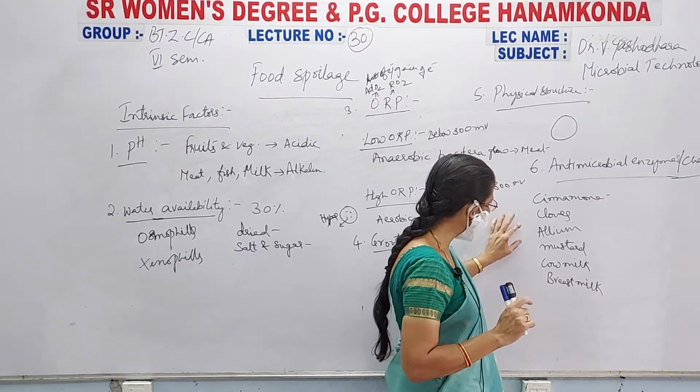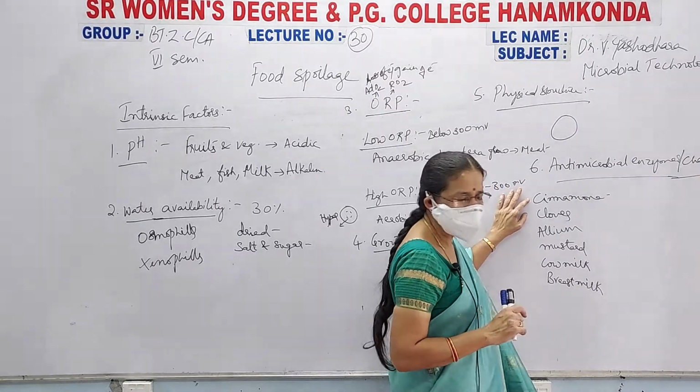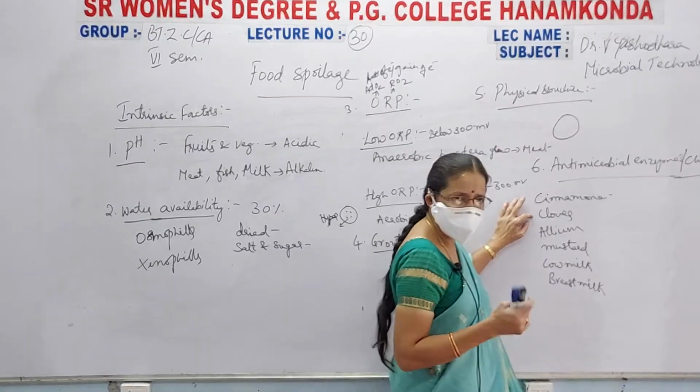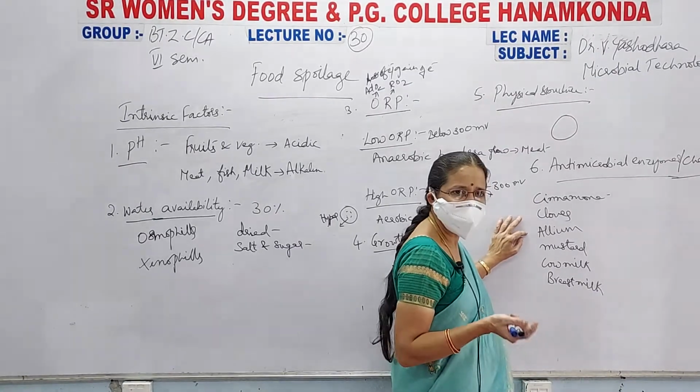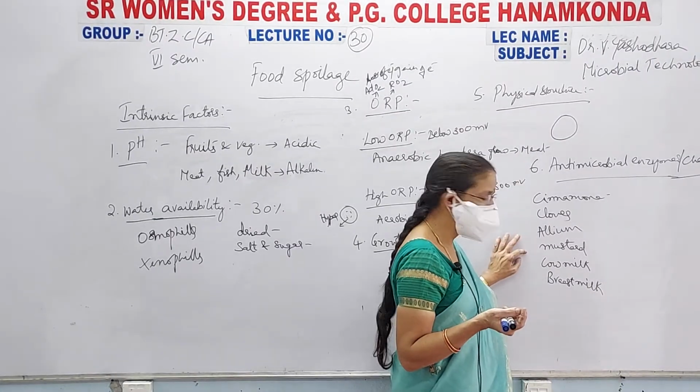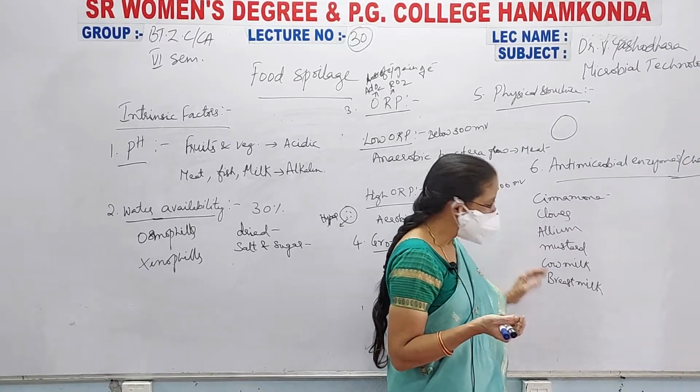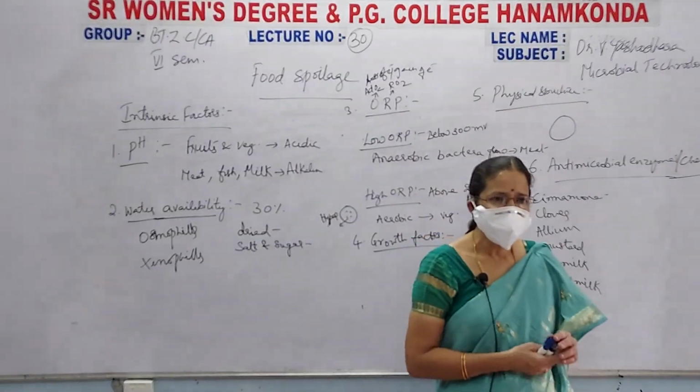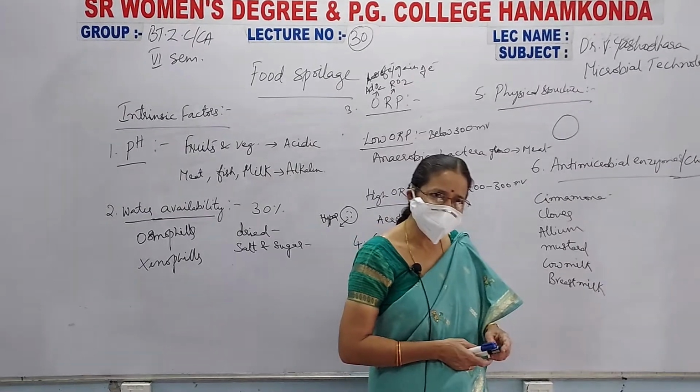First one, second one is cinnamon, cloves, allium, your garlic. Next is mustard. All these, they have a chance of destroying the microbial proteins.